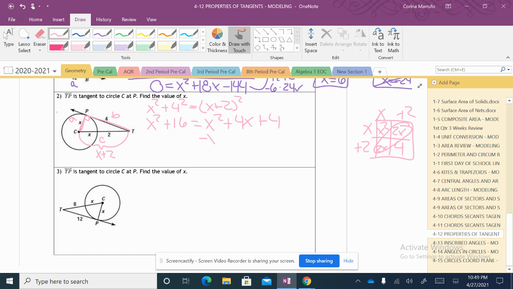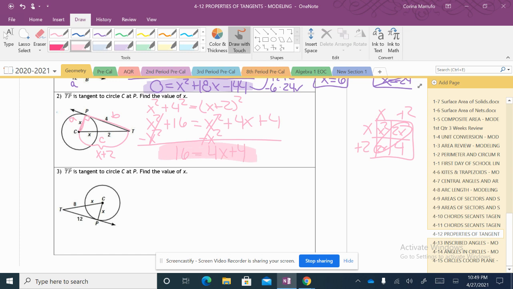Then we start solving for x. I move over this x squared, I subtract the x squared, and guess what? The x squared cancels on both sides. So we get 16 equals 4x plus 4. Okay, so now we have a linear equation. We don't have a quadratic function like we did in the previous problem. Do you see how we had the x squared plus the 18x? This one we only have a 4x.